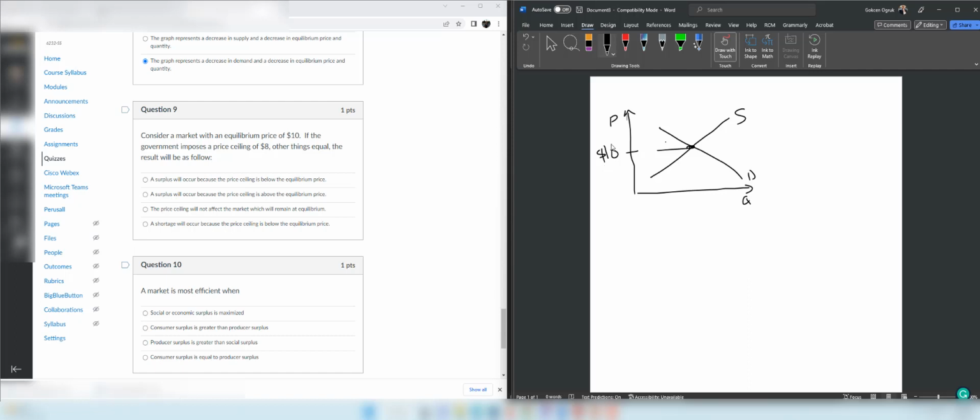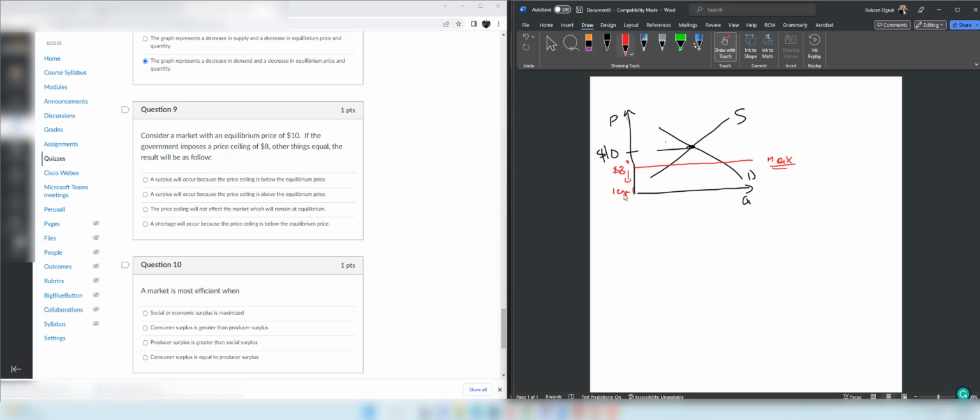Now the government imposes a price ceiling. That means the government says you cannot sell this good for more than $8. This is the maximum. Price ceiling means the maximum price in this market. So anything above, let's say $9, is illegal. Anything below is legal. So the maximum price you can sell this good at is $8 in the market.